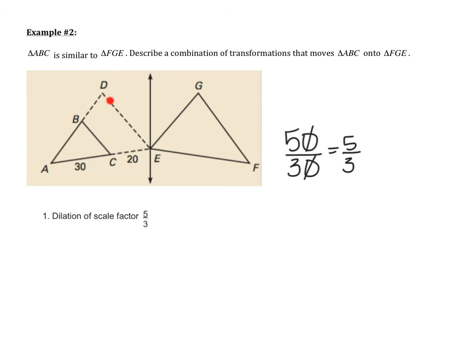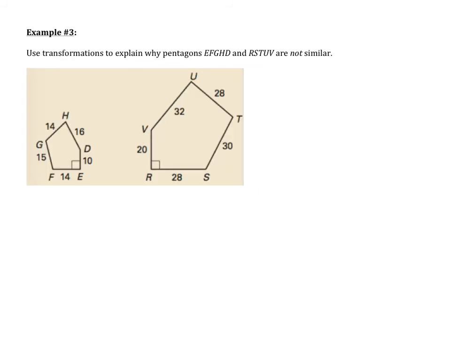So now we have it as a bigger form of itself, and now we need to reflect it over the vertical line onto triangle FGE. So our second transformation would be a reflection over the vertical line, and that would take us from triangle ABC onto triangle FGE. And now let's look at our last example, number 3.